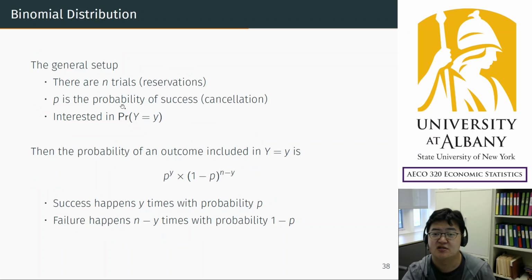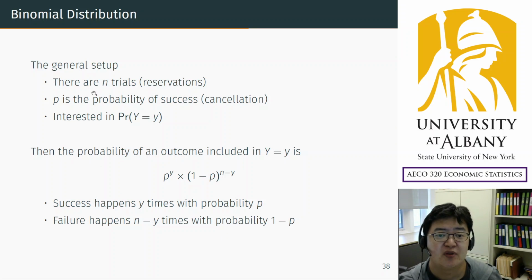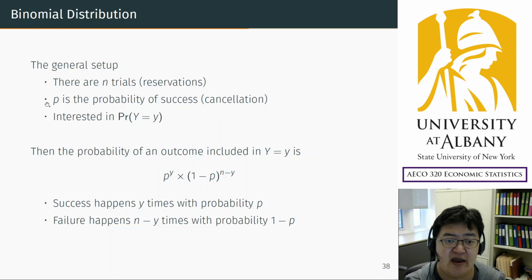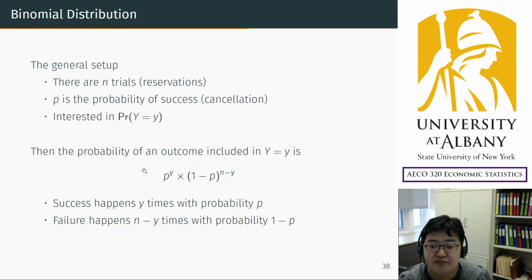So as a result, in general, we can write it this way. In general, there are n number of reservations, and say p is the probability of success. In our example, cancellation. And if you're interested in the probability that the number of successes equals lowercase y, then the probability of a single outcome can be calculated this way.